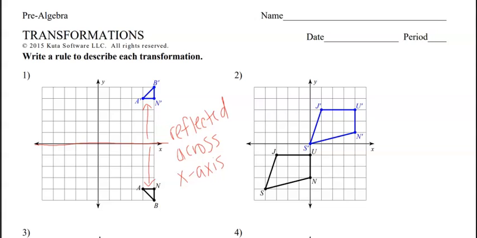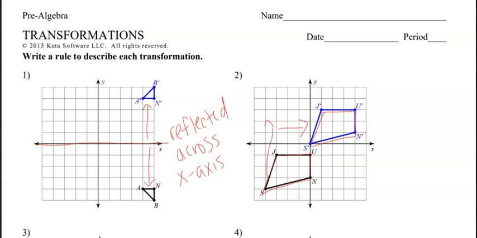Let's look at number 2. We have our original image, the black image, and then we have our transformed image, the blue image. So we want to see what happened here. Did we translate it, reflect it, or rotate it? So I always like to check translated first to see if it's in the same position. So as we look at this shape and this shape, it is in the same position. So we could just move it up and move it over to make it get to that spot.